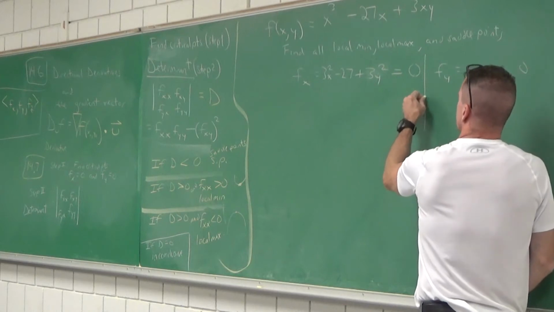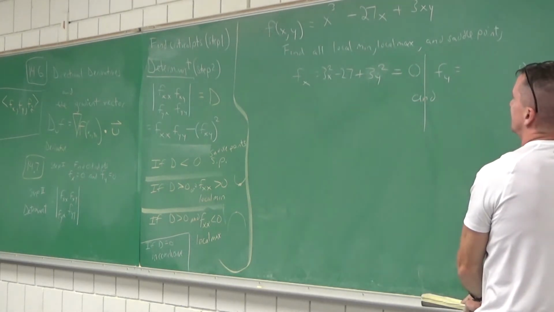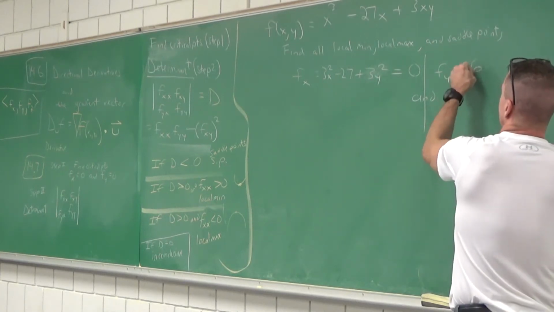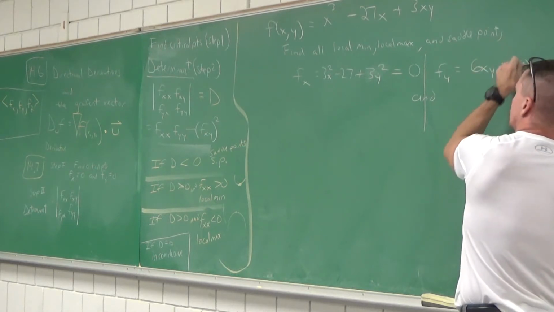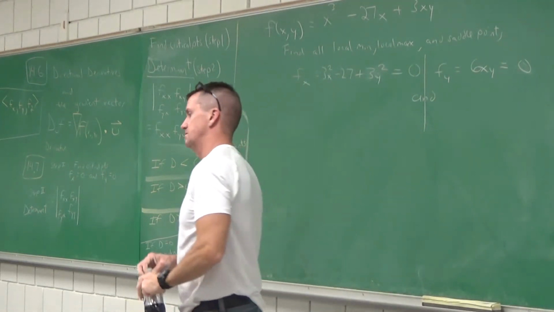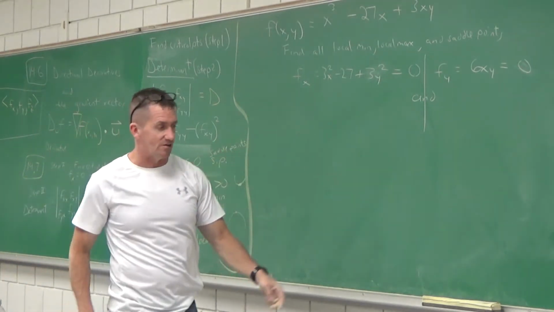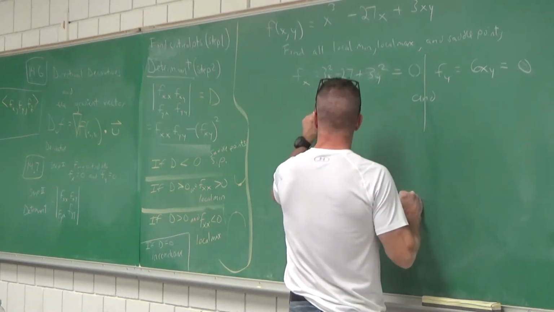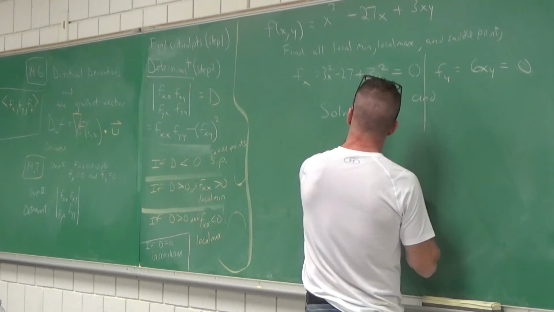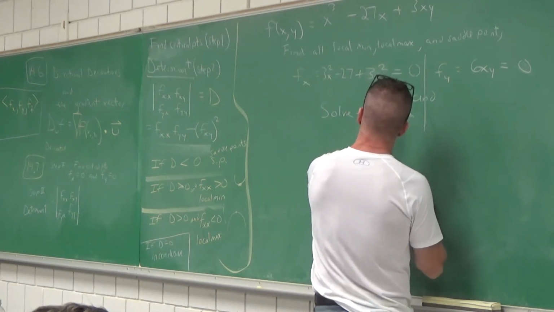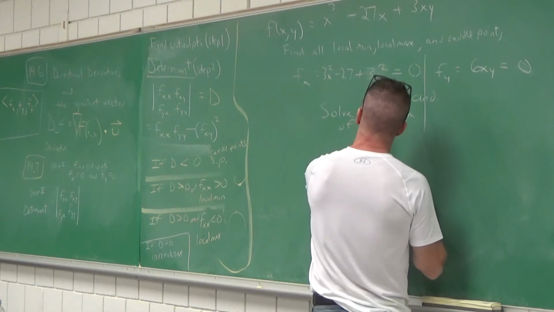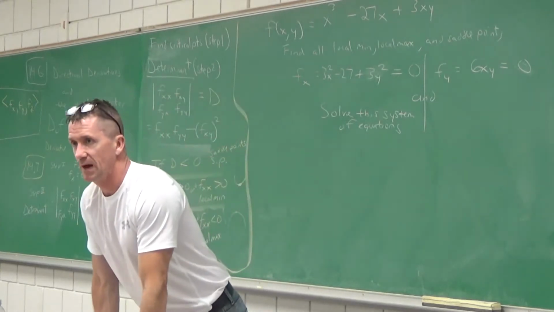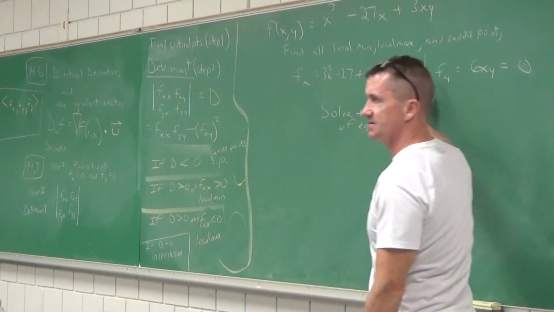Now don't forget what else we need to figure out: fy, which is 6xy, equal to 0. But we've got to solve this system. This is the only hard part of section 14.7. Can you help me solve this system? Once we solve this system of equations, we'll have our critical points. From there on, it's straightforward, just plug into this little formula to see whether you got local max or mins.